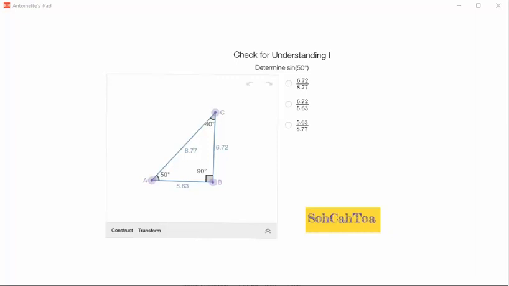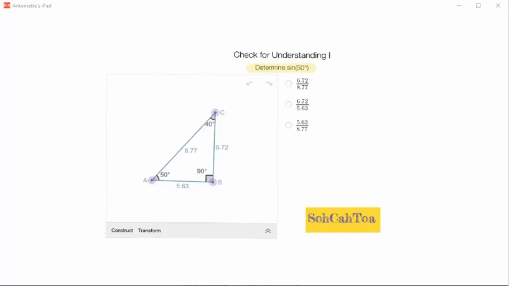I want to start by going over some of the check for understanding questions that we had on the Desmos activity that was asking you to look at the sine or cosine or tangent of one of the angles that was given to you in a picture. So here for this question, we were asked to determine the sine of 50 degrees.